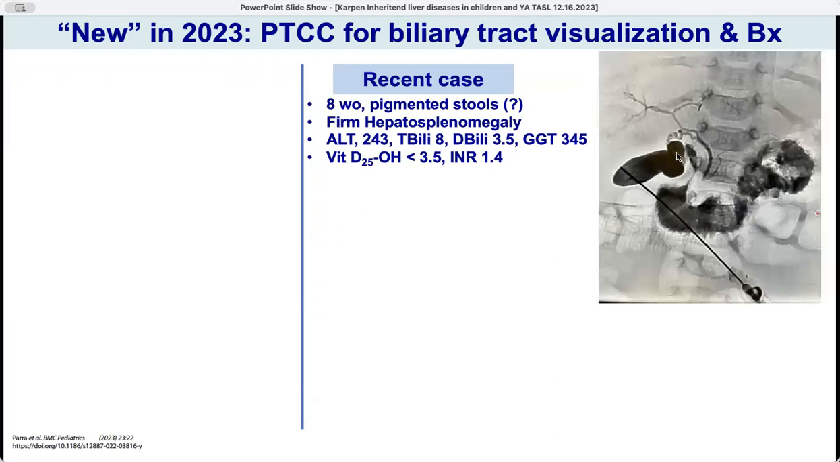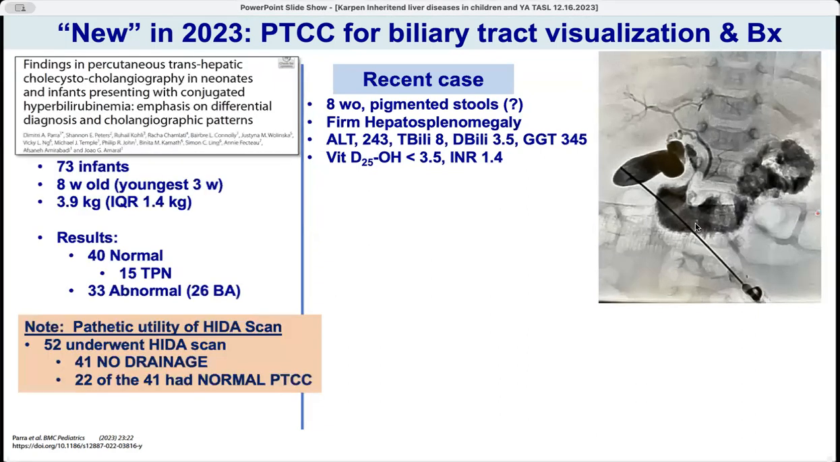So when you do this one, you can see that there is a patent intrahepatic and extrahepatic tract. So in that moment in the IR suite, in addition to getting a biopsy, we were able to show that this child does not have biliary atresia. And this didn't come from us. It came from this really nice paper from Toronto, where they did 73 infants. Again, similar to this, median age about 8 weeks, small, about 4 kilos. So for the adults in the room, yes, this is our world.